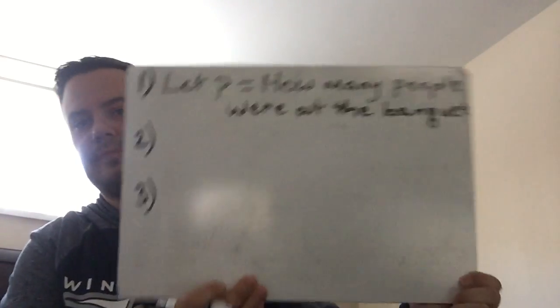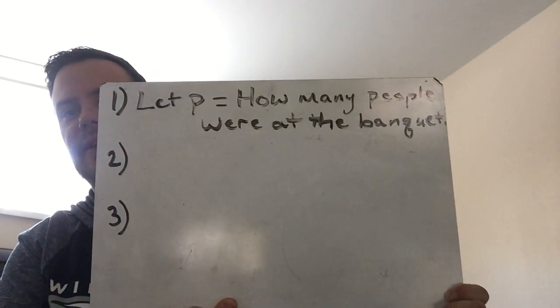Okay, let P equal how many people were at the banquet. Next step is we've got to figure out the different parts that we need. And again, underlining the important parts in the question is going to help identify those things for you, and then you just need to figure out which one's your multiple, which one's the one-time thing, and which one's your total.